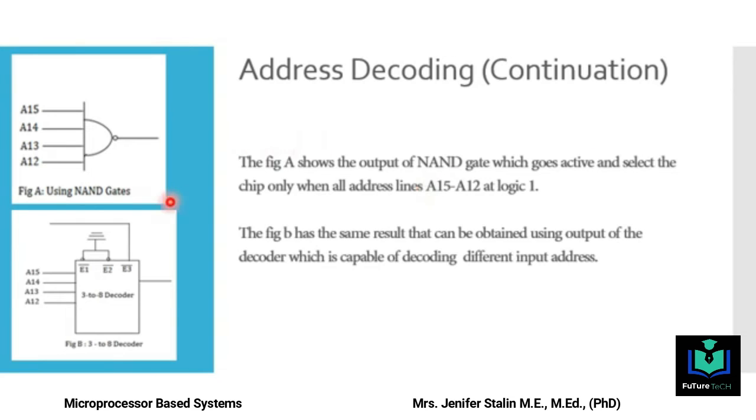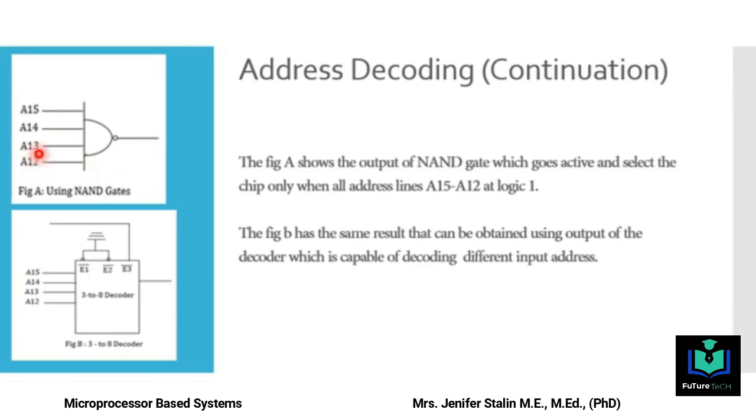So next you can see the types. As I said, the address decoding is possible using a NAND gate, or using a 3 to 8 decoder. So the first figure shows the output of the NAND gate which goes active and selects the chip only when all the address lines are at logic 1. So why are they saying all the address lines should be logic 1? Our main purpose is to make the chip select signal low. That is, the chip select signal should be logic 0. So for that, if we apply logic 1 to all the inputs of the NAND gate, what happens? The output of the NAND gate will be what? When you give all inputs as 1, the output becomes 0.